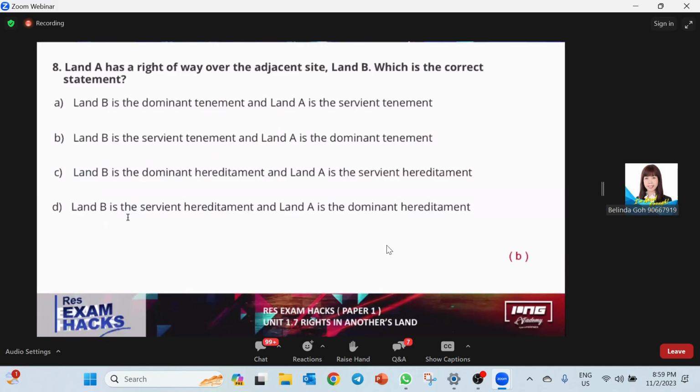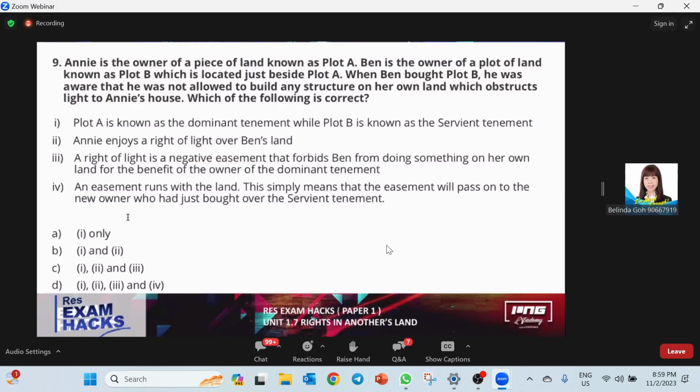Now let's move on to question 9, also under easement. Annie is the owner of a piece of land known as Block A. Ben is the owner of a plot of land known as Block B, which is located just beside Block A. When Ben bought Block B, he was aware that he was not allowed to build any structure on his own land which obstructs the light to any house. Which of the following is correct?